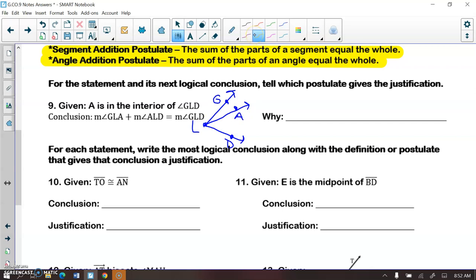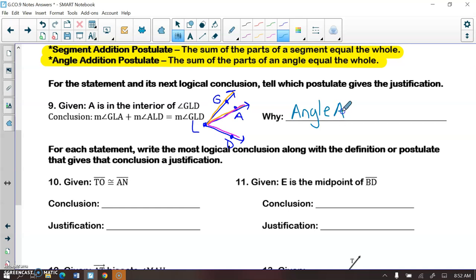So they're saying that if we take the measure of angle GLA plus the measure of angle ALD, that would equal the measure of the whole angle, and that's because of the angle addition postulate.